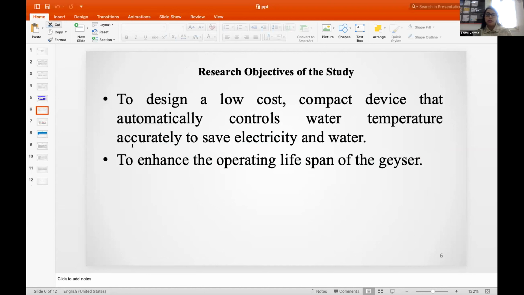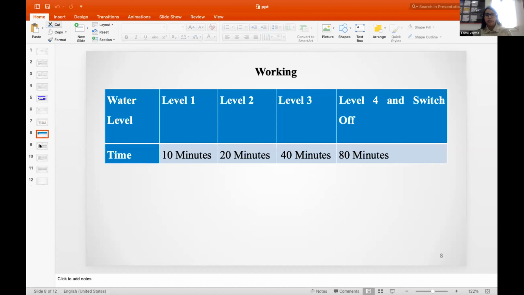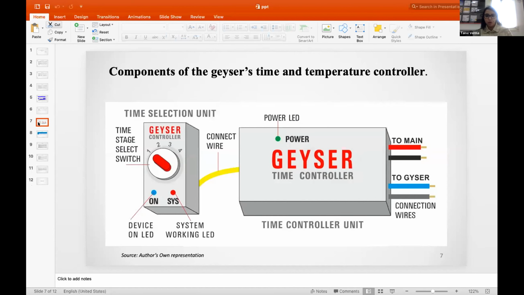The objective of the paper is to design a low-cost compact device that automatically controls water temperature, and moreover to enhance the operating life of the geyser. And we have designed this particular model in order to regulate water as well as electricity according to certain time intervals.